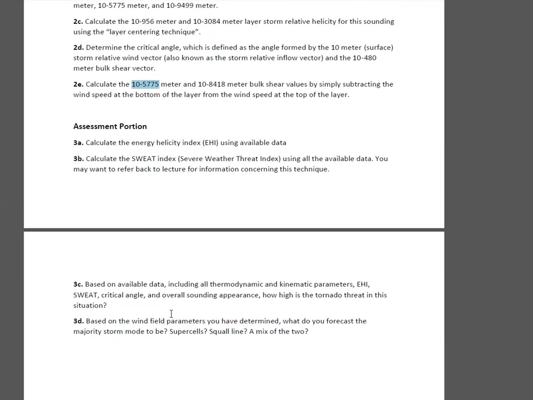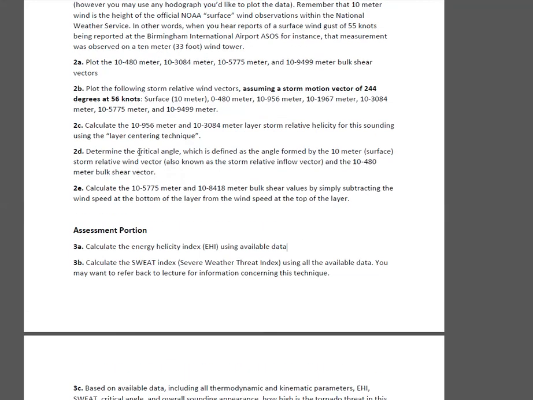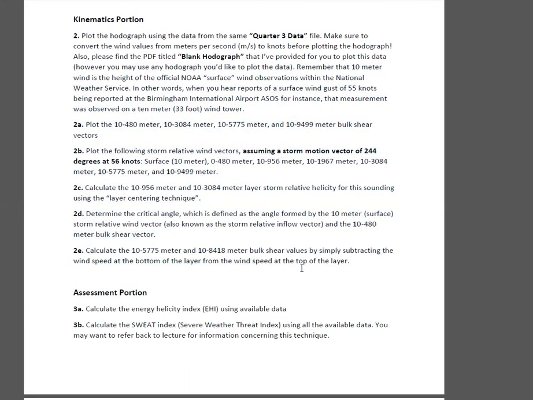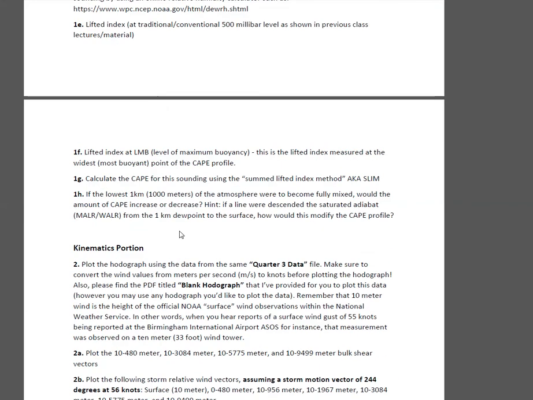All right, now the assessment portion. This is cool. Calculate the energy helicity index. All that is CAPE times helicity divided by 160,000. Okay, so you'll get your quantity for CAPE times helicity, and then you'll divide that quantity by 160,000. That'll give you energy helicity index, EHI. But you'll have to determine your CAPE and helicity using everything we've talked about.